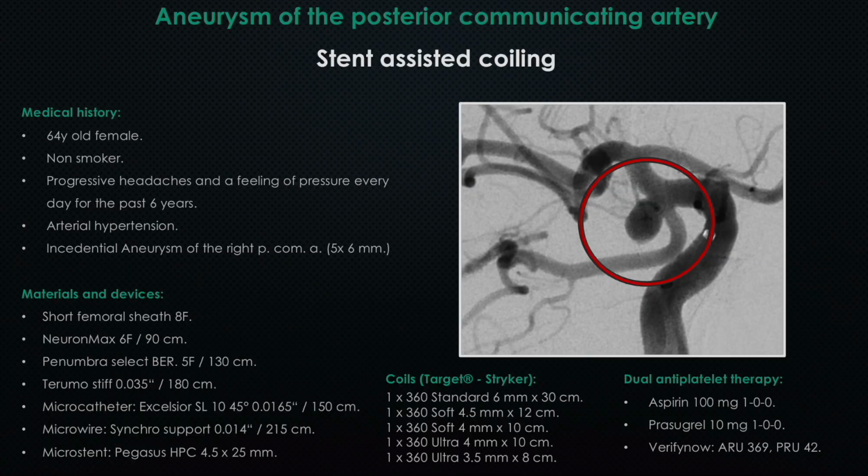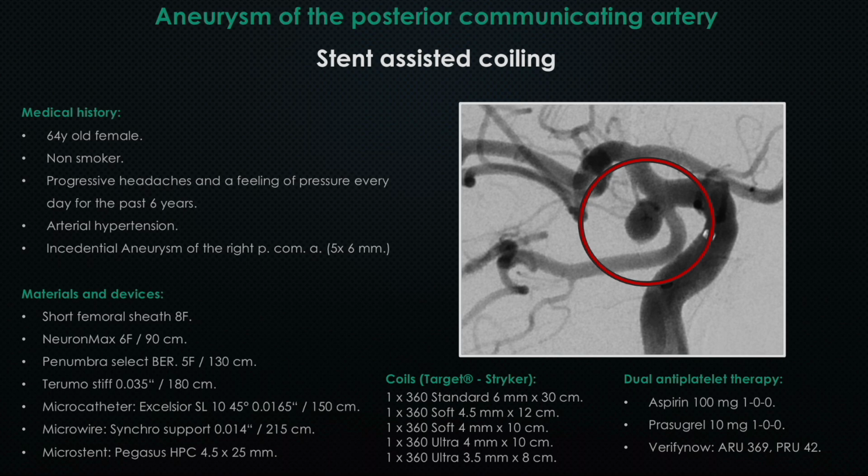Hello, dear colleagues. My name is Al Mohammed, and today we have an incidental aneurysm of the right posterior communicating artery, which we have treated with stent-assisted coiling. The size of the aneurysm was 5 by 6 millimeters. It was a female patient, 64 years old, non-smoker.